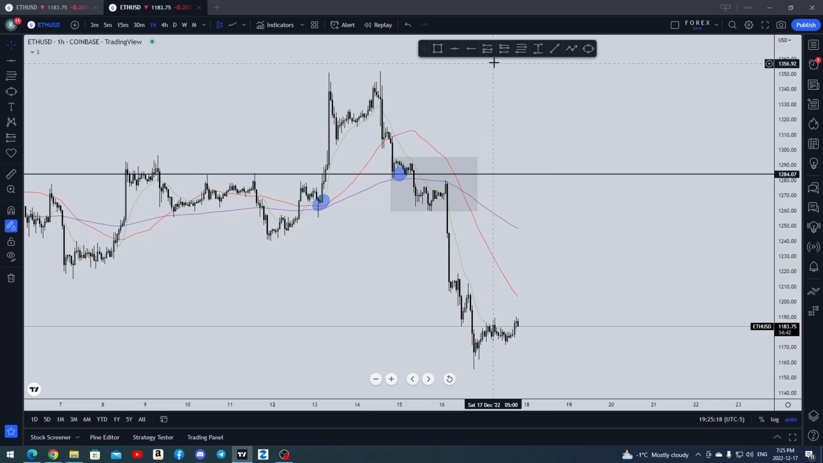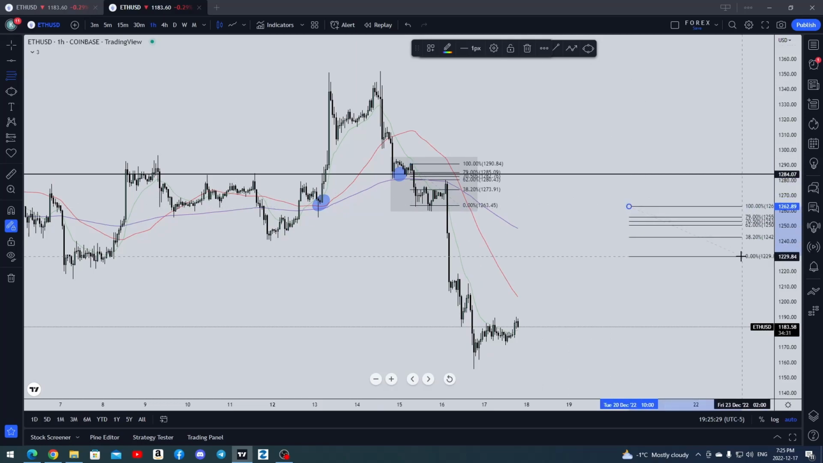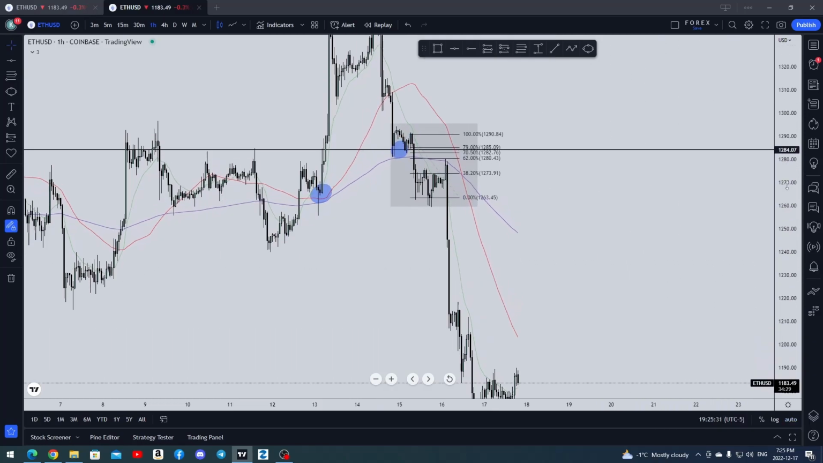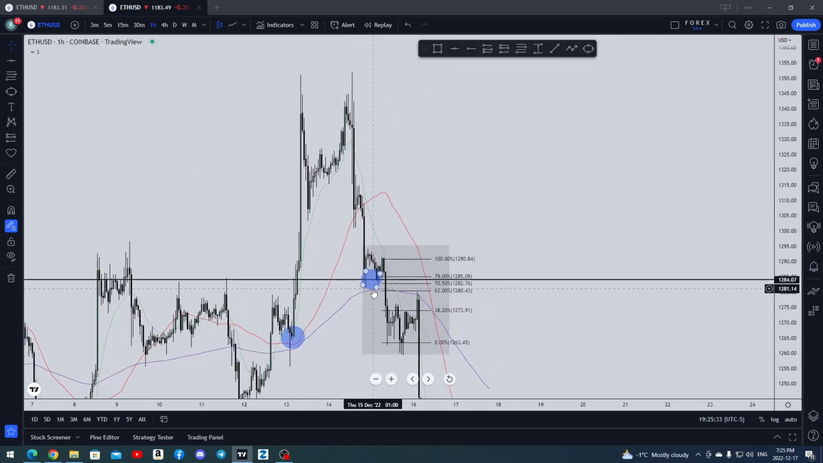Now what we're going to do is grab our Fibonacci tool, because this is a leg that broke structure. We grab it and we pull it to the lowest part of that leg before we have a retracement. And what do we notice? We notice we have a 62 retracement in confluence with our 200 moving average in our bearish market structure.